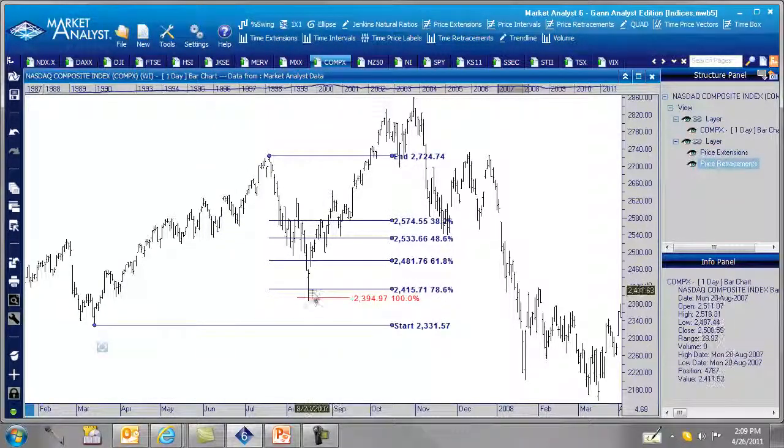Right beside the 786. We're not going to be buying, even though it's a better signal, at the 100% price extension. We're buying right here at 24.15. Stop below 23.31. Let's look at some more.